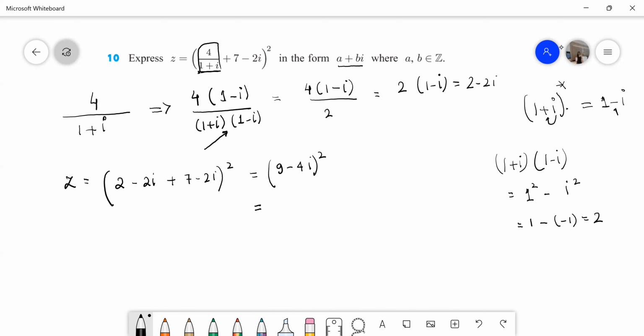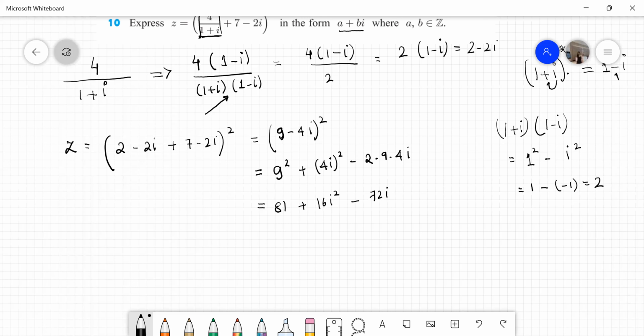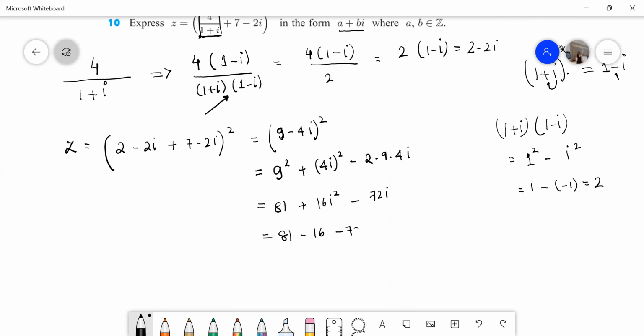Equals, let's expand this bracket. (a minus b) squared is a squared plus b squared minus 2 times a times b. And (4i) squared means it will be 16i squared. So 9 squared is 81 plus 16i squared minus 72i. The value of i squared is negative 1. So this becomes 81 minus 16 minus 72i. And we get 65 minus 72i.